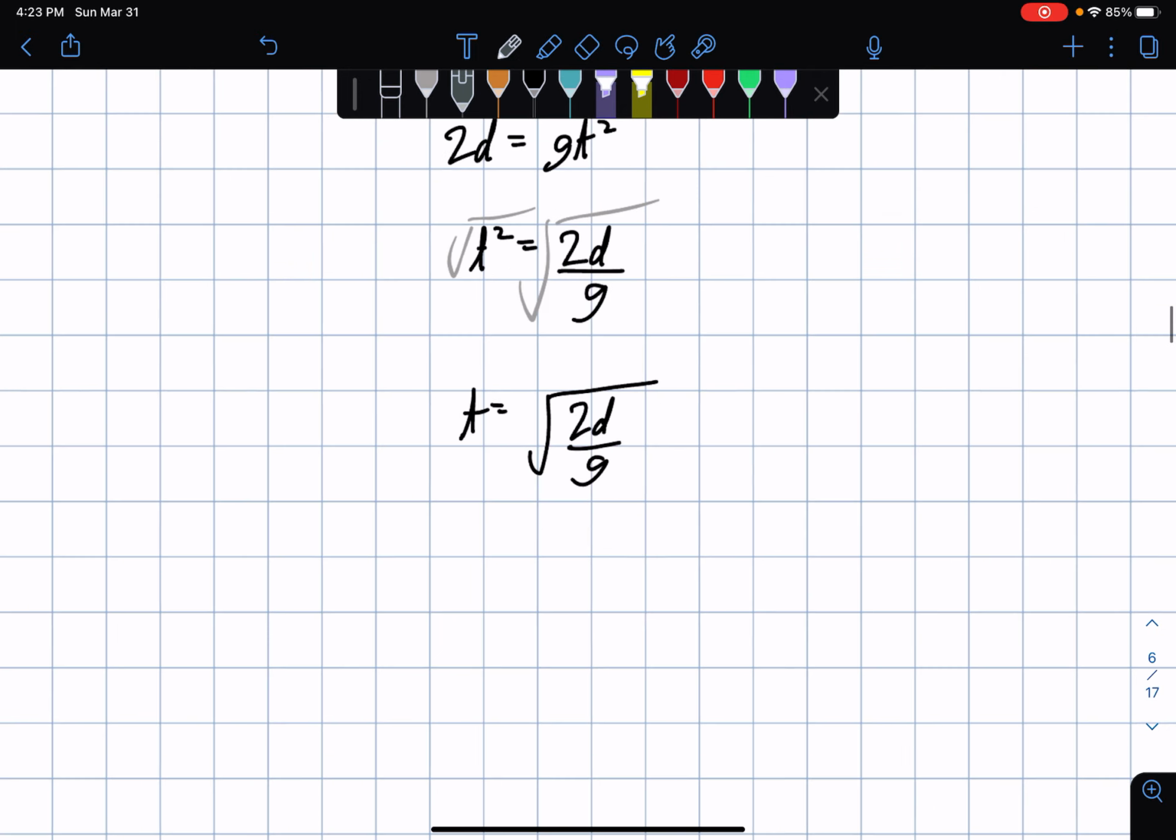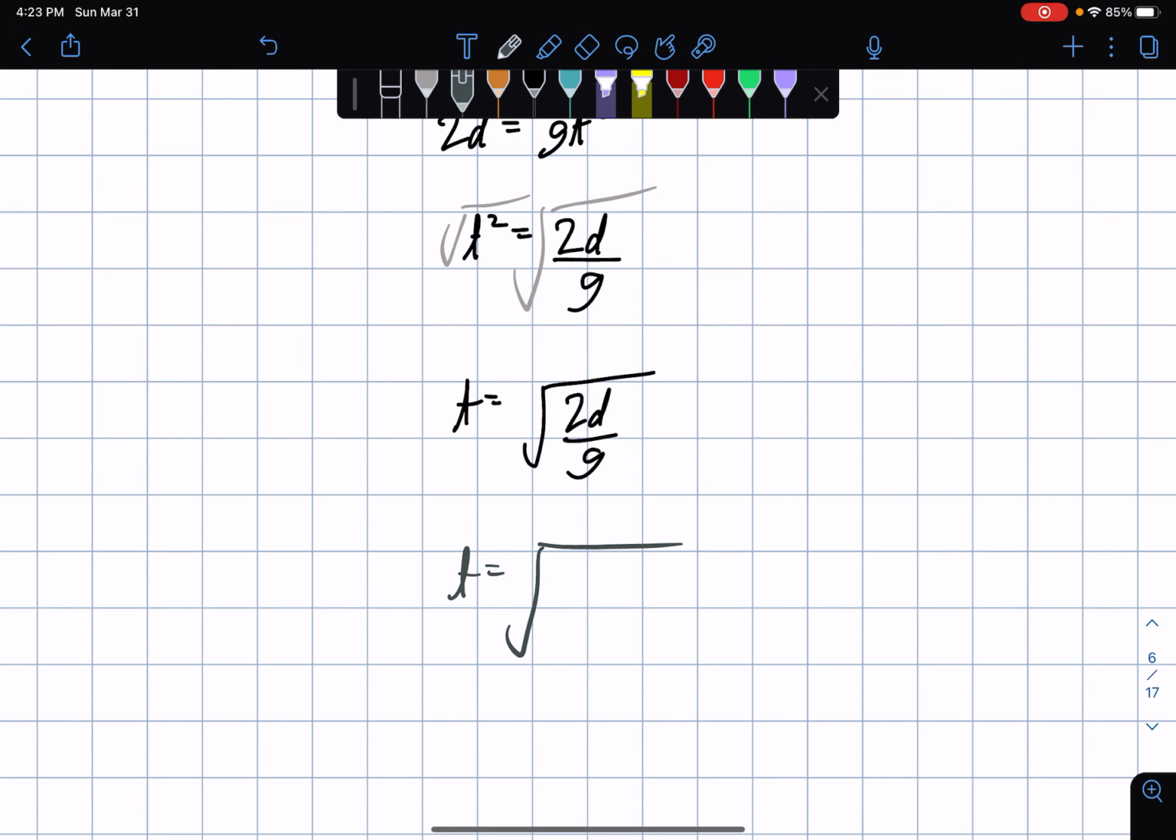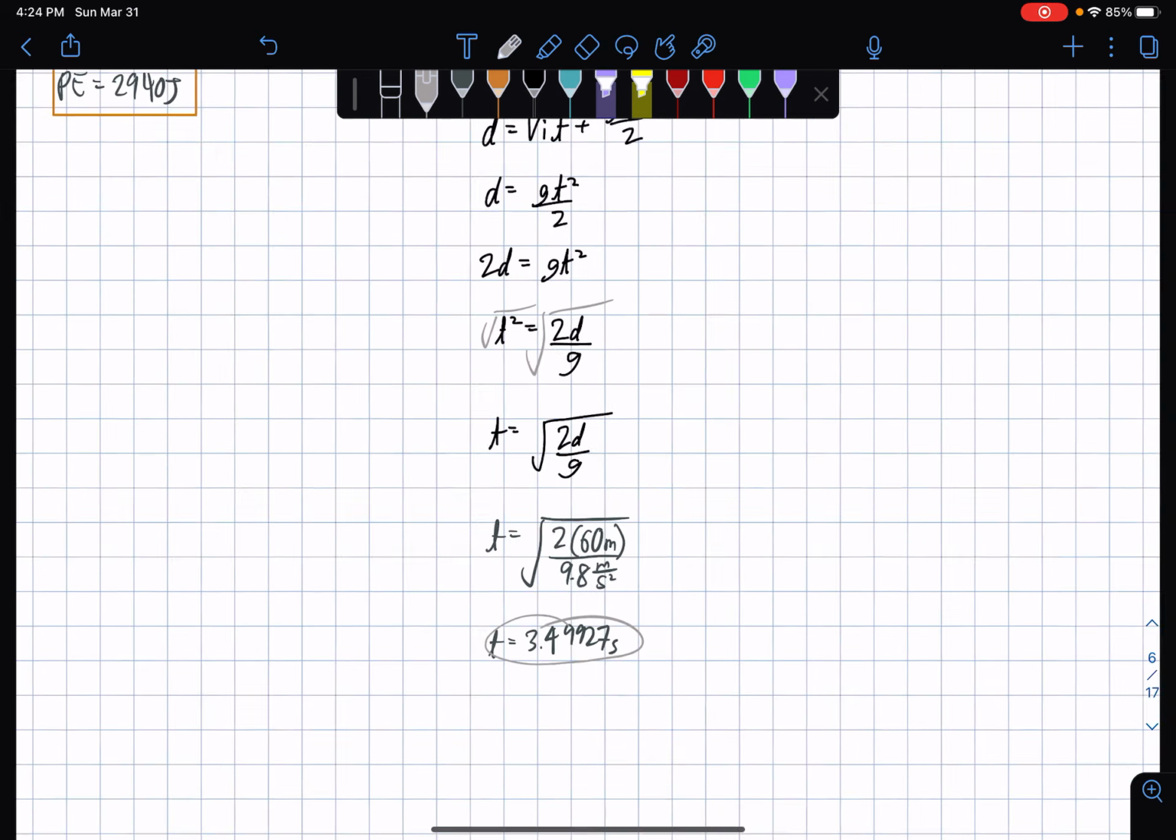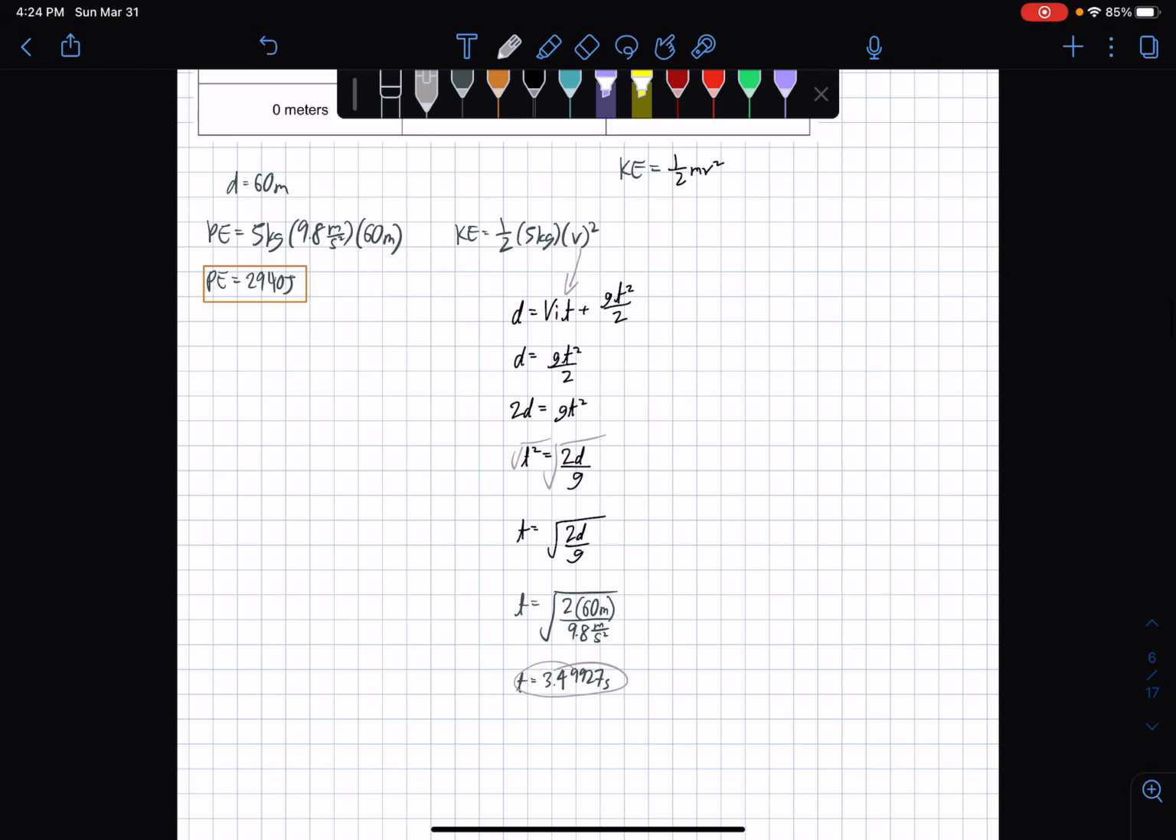Okay, now that we have that, what is our distance again? It's 60, right? It's not 0 in this scenario. G is known to be 9.8 meters per second squared. So what does the calculator say? 120 over 9.8, and the square root is applied also in the entire fraction. So the answer is said to be 3.49927 seconds. Wait, this is not the final answer yet, so I'm not allowed to box. But we do have the time already.